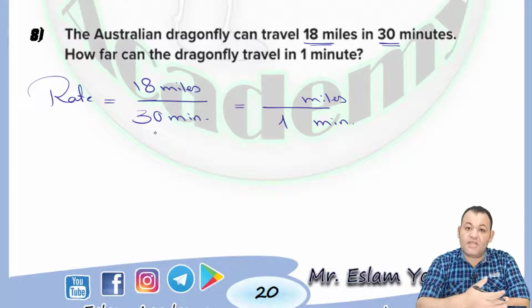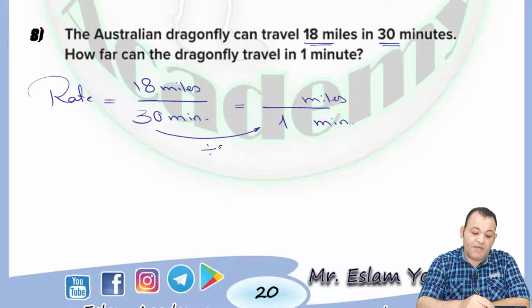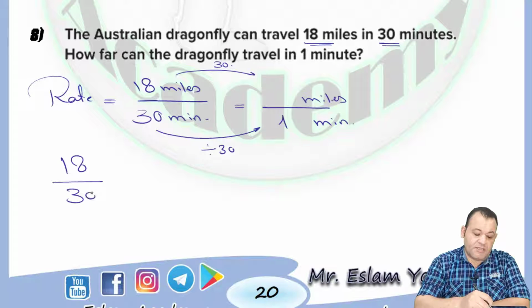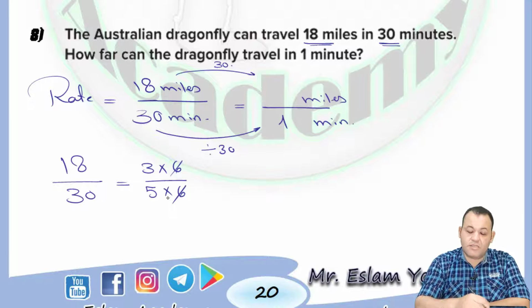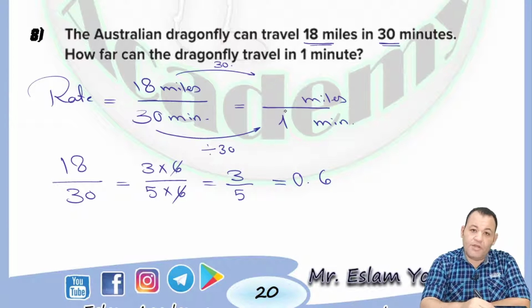So all we have to do is the same as finding the unit rate. We have 30 becomes 1. It means you divide by 30. As we divide the denominator by 30, we need to divide the numerator also by 30. Now by simplifying, we know that 18 is equal to 3 multiplied by 6, and 30 is equal to 5 multiplied by 6. We can simplify 6 and 6, which equals 3 over 5. Then 3 over 5 is equal to 0.6. We need to find how many miles in 1 minute. So it will be 0.6 miles.